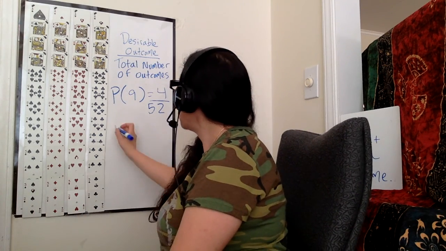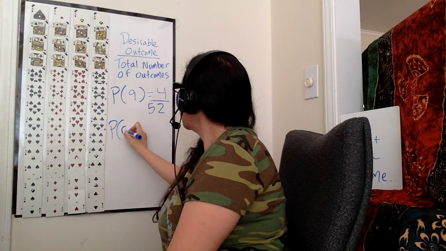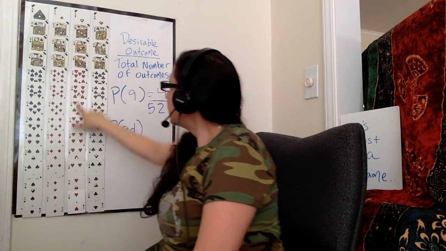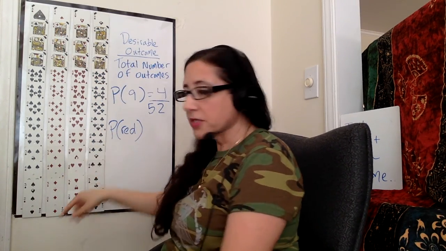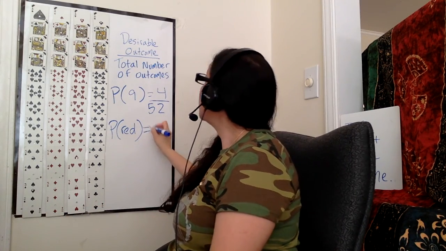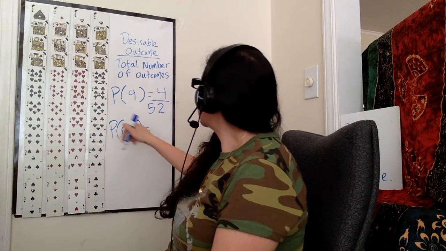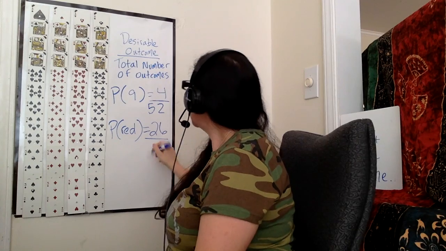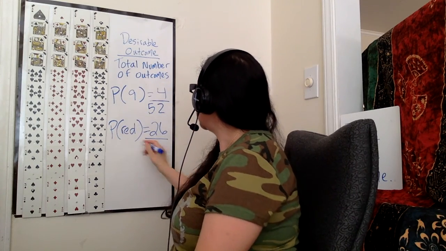Let's say this time I want to find the probability of getting a red card. So if I were to randomly pick a card out of my deck, what's the probability that it would be red? Okay, so let's count. How many are red? There are 13 here, and there are 13 red cards here, diamonds and hearts. So my probability, my favorable outcome, or the outcome that I'm wanting to get, is red. So that's 26, the total number of red cards, over the total number of outcomes, which is 52.